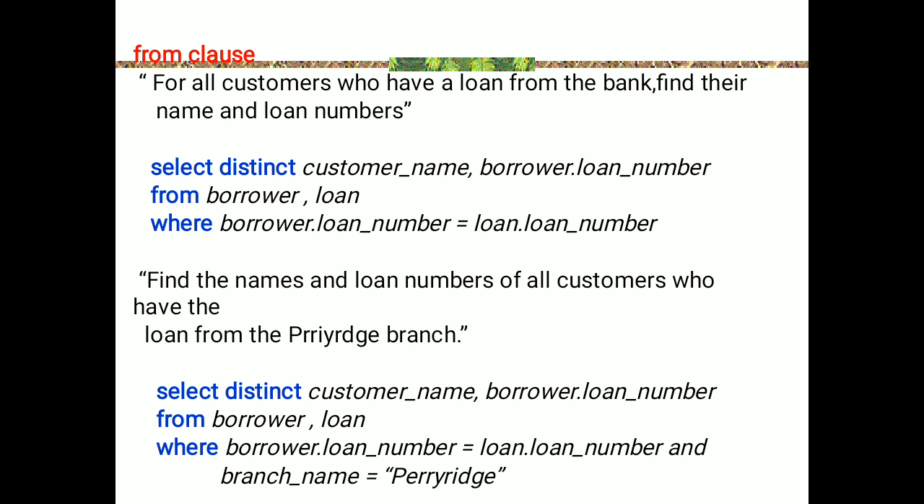Find the names and loan numbers of all customers who have a loan from the Perige branch. In this query we are going to find the names and loan numbers of all the customers having the Perige branch. Now let us see the query. Select distinct customer name comma borrower dot loan number from borrower comma loan, where borrower dot loan number is equal to loan dot loan number and branch name is equal to Perige. So here by using AND we can add more than one condition in the where clause.